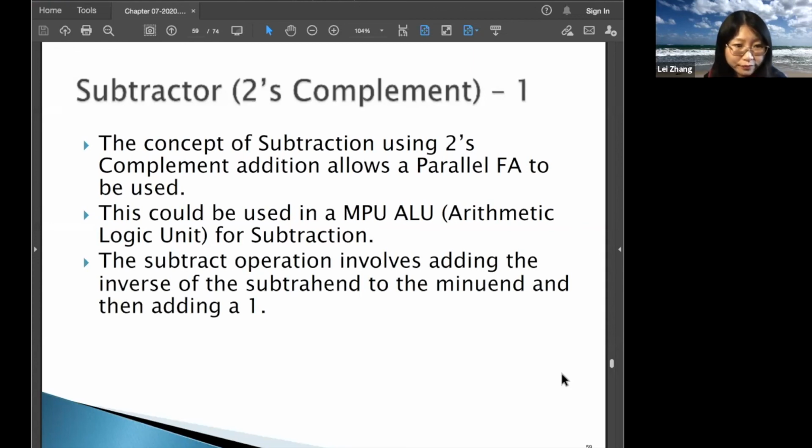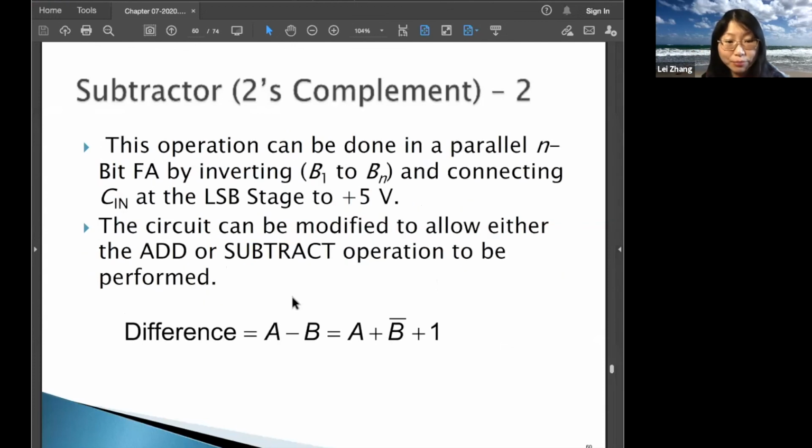So this can be implemented into the MPU, the microcontroller unit, microprocessor unit, very easily. How to do the two's complement in hardware is actually simple. This is a subtraction: A minus B equals A plus B's inverse plus 1.